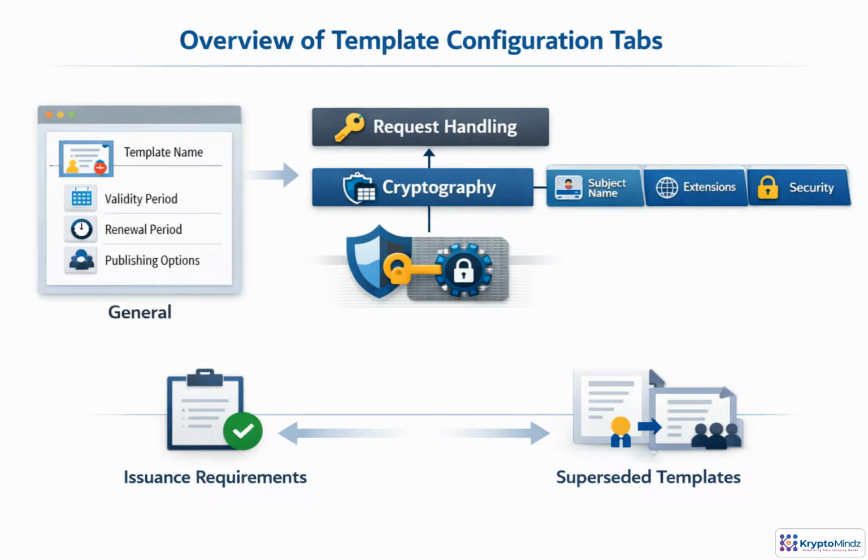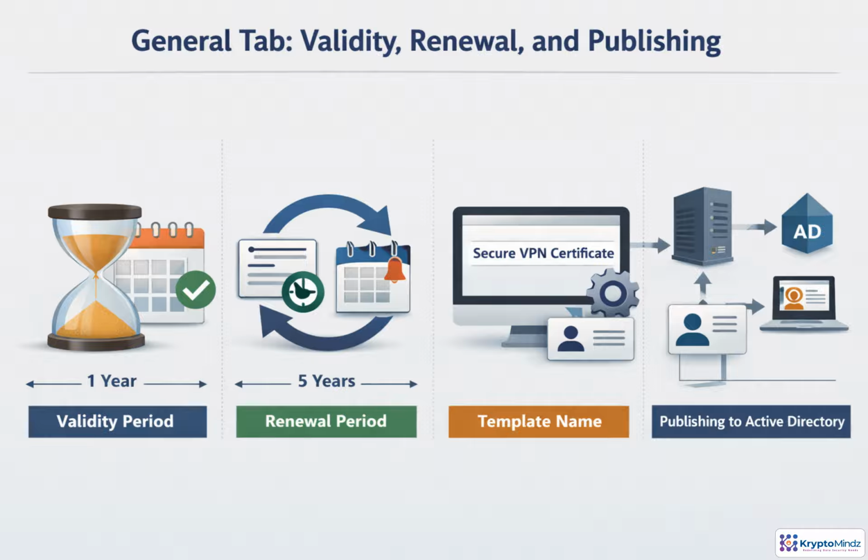The General tab sets the basic lifecycle for any certificate issued from this template. Start by choosing a validity period that matches your security and operational needs. Shorter lifetimes are safer but generate more renewals. Then set the renewal period so users or devices have enough time to renew before expiration without creating long overlaps. Give the template a clear, descriptive name that reflects its purpose. Finally, decide whether certificates from this template should be published into Active Directory to help with discovery and troubleshooting.